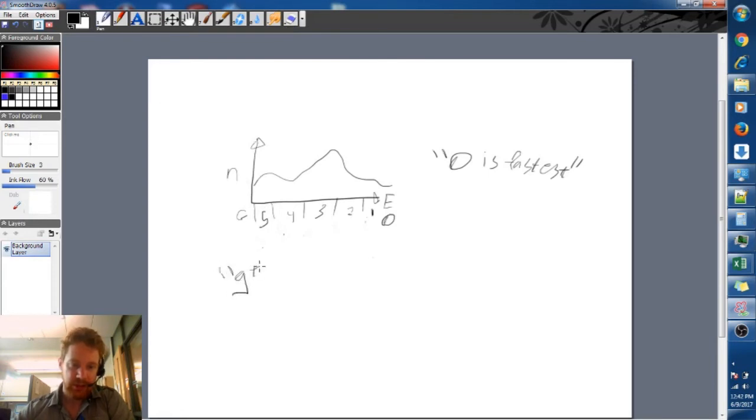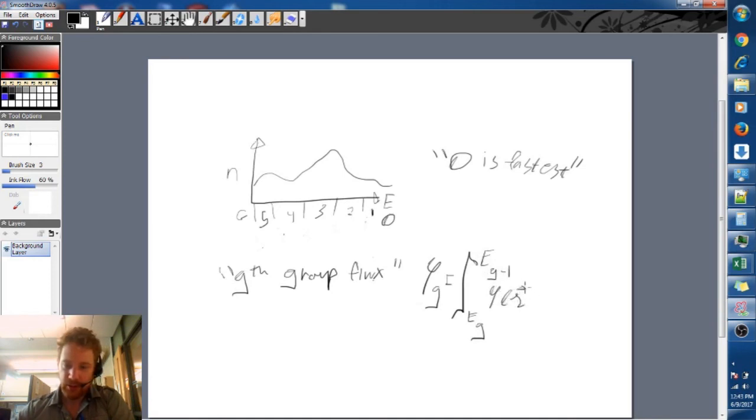And what we say is the Gth group flux. We denote this as phi sub g, equals the integral between the Gth group energy and the G minus 1 group energy of your energy dependent flux, which should be a function of r, but I don't have room to write it, dE. So that's the Gth group energy flux.